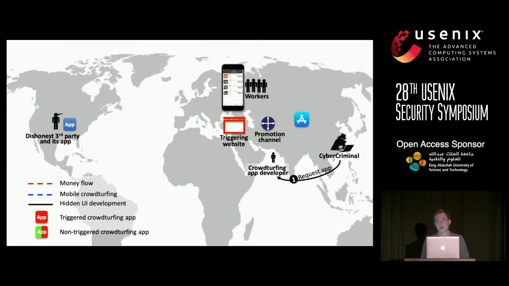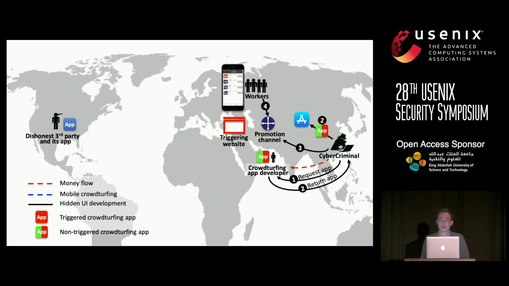To establish the crowdturfing platform, the cyber criminal will first request the app to a crowdturfing app developer. Once the crowdturfing app is developed, they'll return the app to the cyber criminal and upload the app to the App Store. And once the app gets published, the cyber criminal will be paid. Once the app is published in the App Store, the cyber criminal will start to promote the app through multiple promotion channels, such as online communities, social networks, or app gateway sites, which I will explain later.